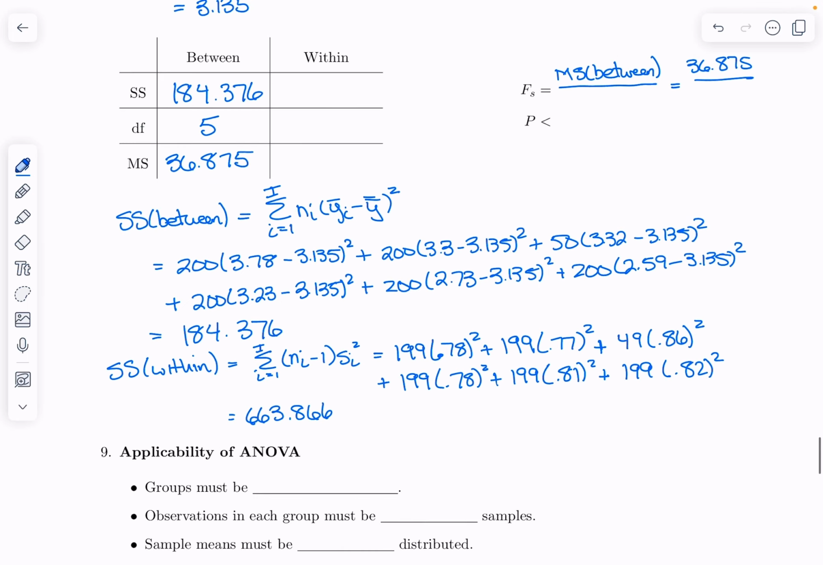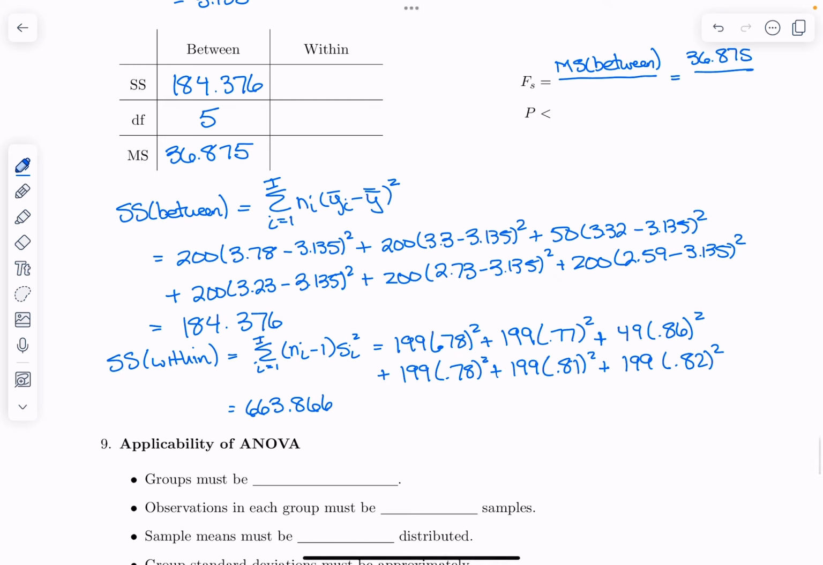Okay, so for the sum of squares within, I get 663.866. My degrees of freedom is going to be 1,044. That's the total number of observations minus the 6 groups. My mean square is going to be 0.636 when I take 663 and I divide it by 1,044.